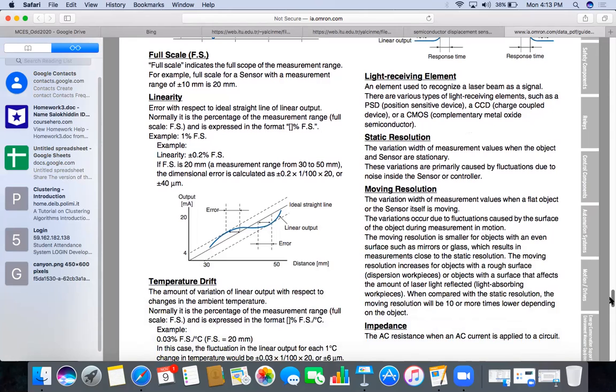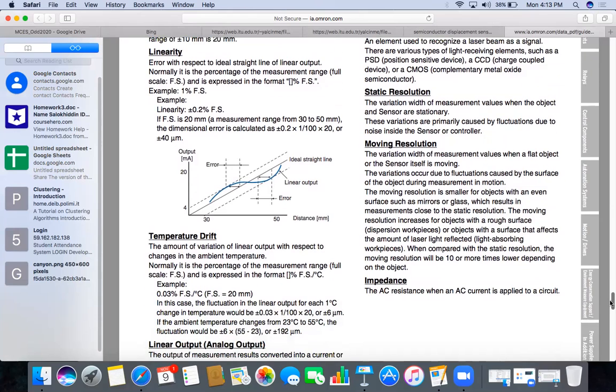Static resolution. The variation width of the measurement values when the object and the sensor are stationary. These variations are primarily caused by fluctuation due to noise inside the sensor or controller. Moving resolution. The variation width of measurement values when a flat object or the sensor itself is moving. Variation occurs due to fluctuation caused by the surface of the object during measurement in motion. The moving resolution is smaller for objects with an even surface such as mirror or glass, which results in measurements close to the static resolution.